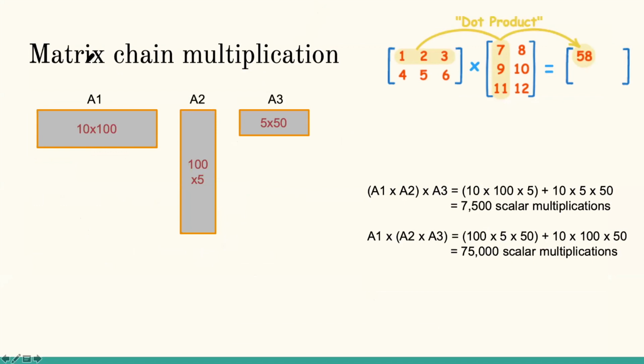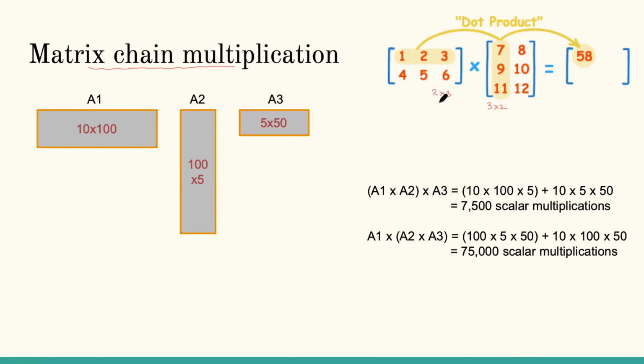Another problem where dynamic programming is applicable is the matrix chain multiplication problem. Now, before we understand the details of this problem, let's quickly revisit the dot product or matrix multiplication. Say we have a 2 by 3 matrix and another 3 by 2 matrix, and we would like to multiply these two, right?